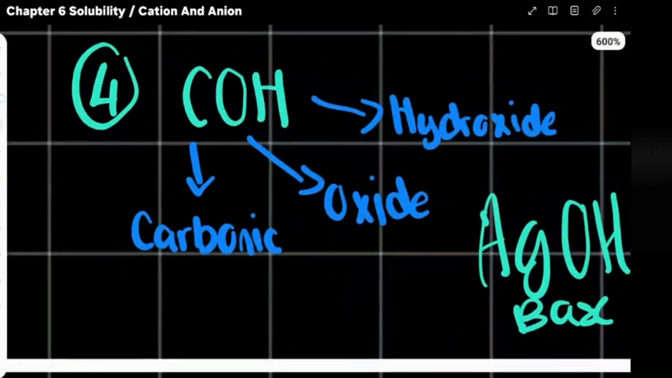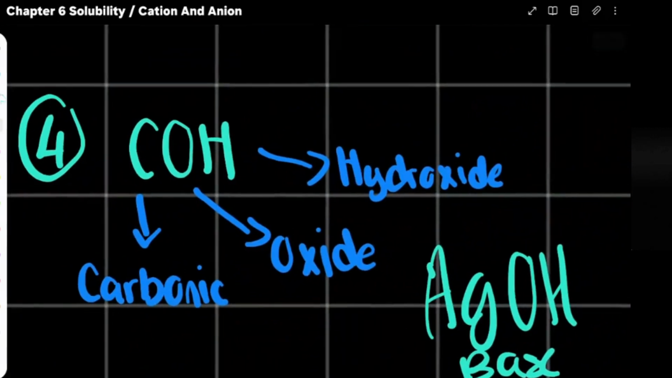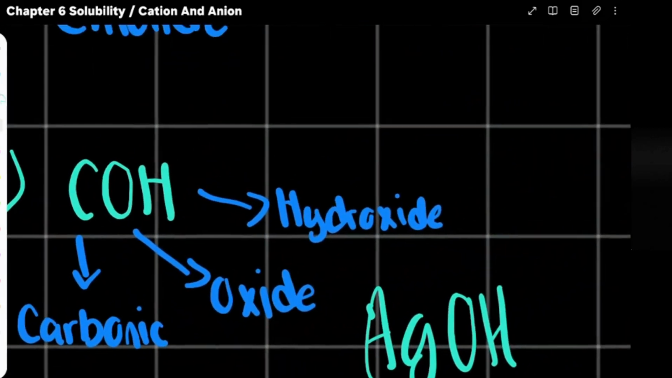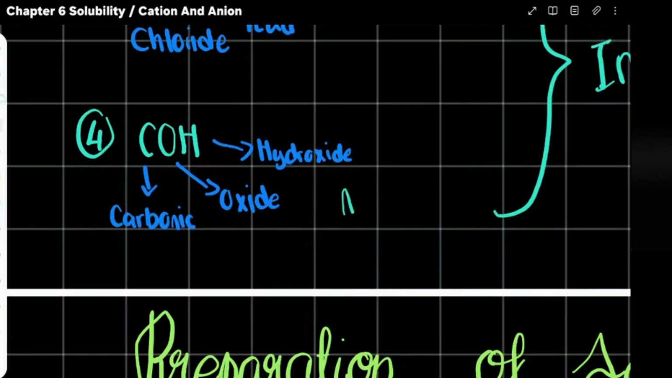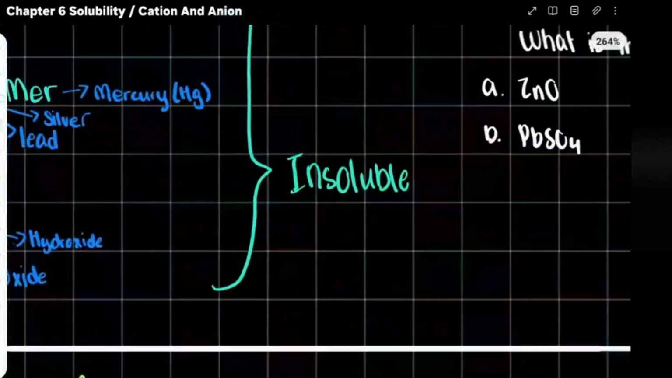And then CORE is quartz or whatever lah. Carbonate, oxide or hydroxide. So anything that ends with CO3, O, or OH is insoluble. For example, AgOH, this is insoluble. Even like Zn(OH)2. So this one will be insoluble as well.